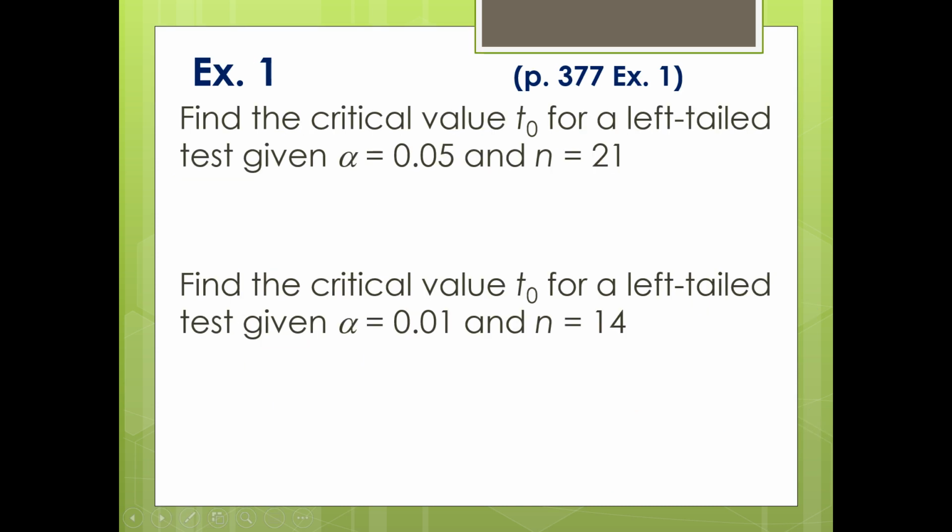Okay. So now, take a second on these and try these 2 problems. The first one says find a critical value for a left-tailed test. You got alpha is 0.05 and n is 21. Make sure you make that degrees of freedom. To get that, you subtract 1. And the next one says also left-tailed. Alpha is 0.01 and n is 14. I'm going to give you the answers here in a second, so if you want to try them yourself, make sure you pause the video.